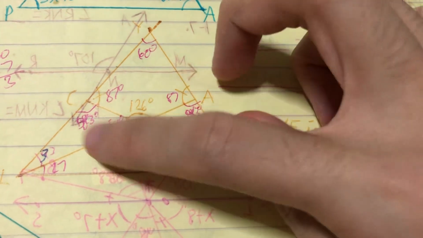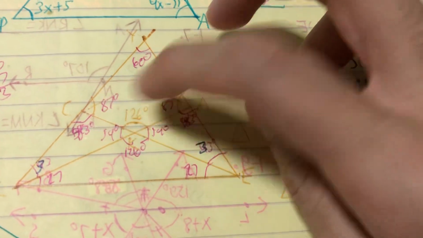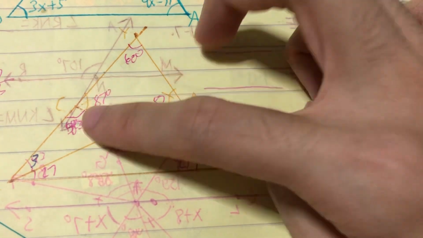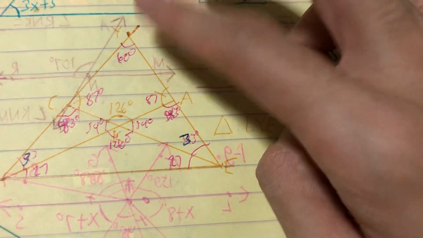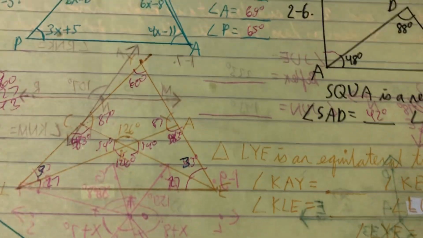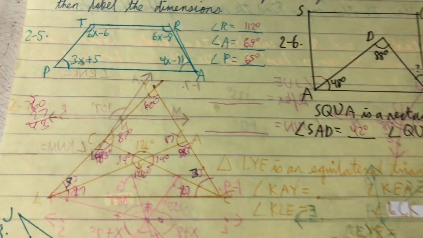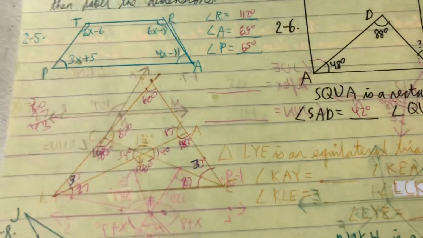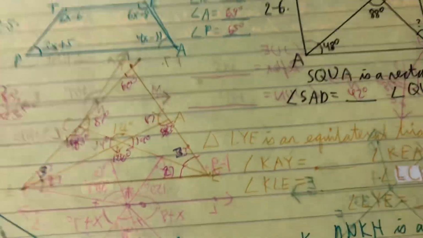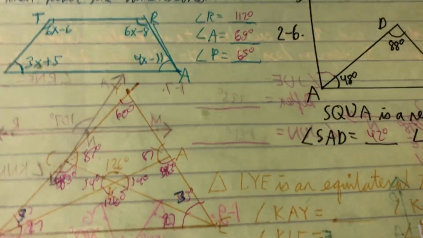This should be 27 since it's isosceles. Then this is 54, and this is 93. This pair should be 87. Then the top part should be 60. I'm sorry if I gave you the wrong computation in the previous video, but I hope you understand now. After going through the process, we have already found the answers.